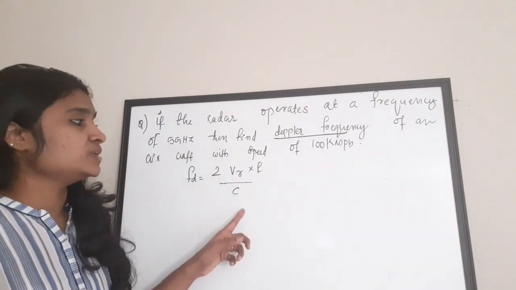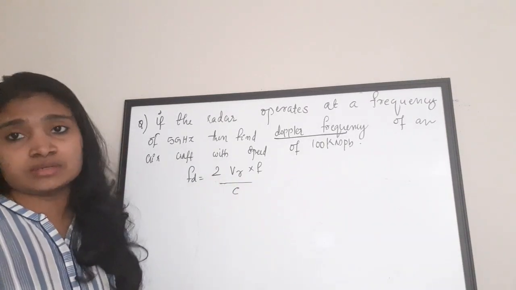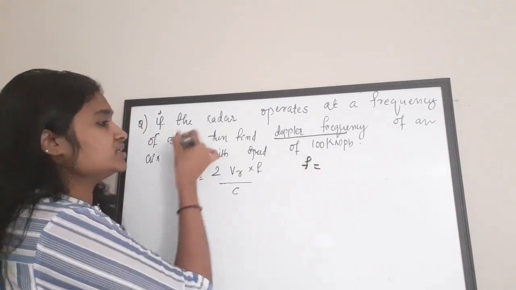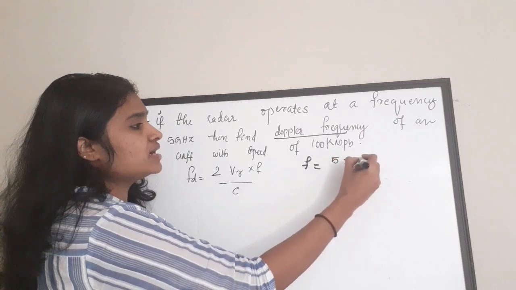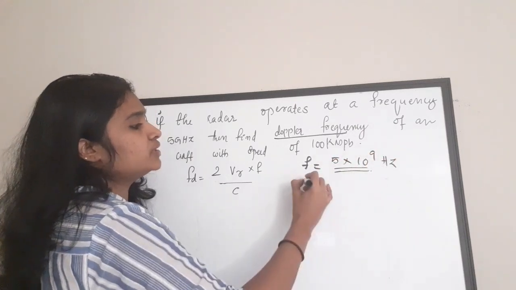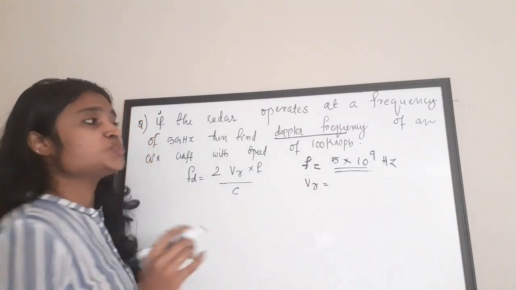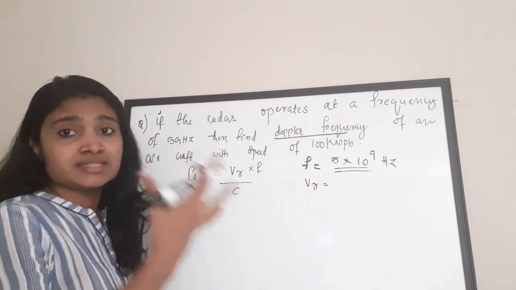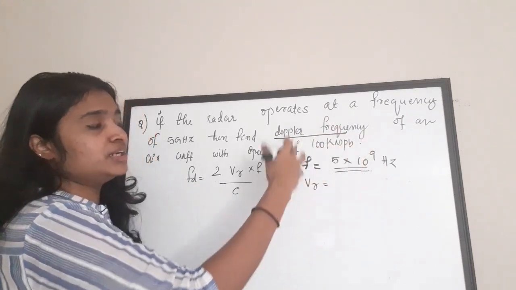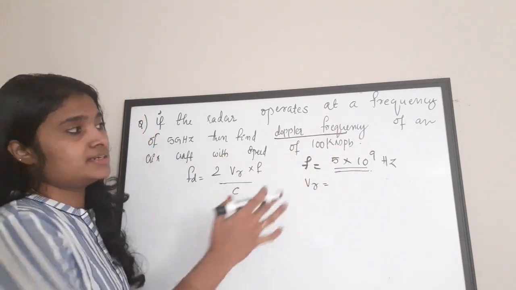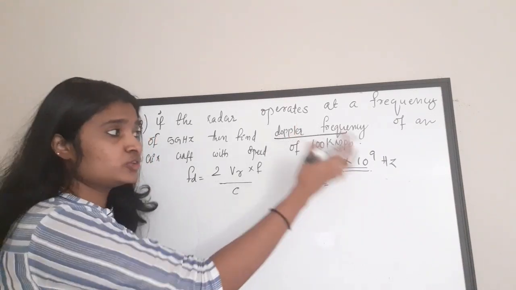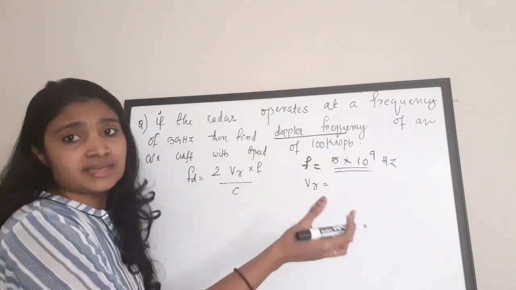This is a general equation. Now let us see what the various terms are. What is F here? F = 5 GHz, so 5 × 10^9 Hz. Now what is VR? VR is the speed of the aircraft, the receiver. Here it is 100 kilometer per hour, and we need to convert it into meter per second.